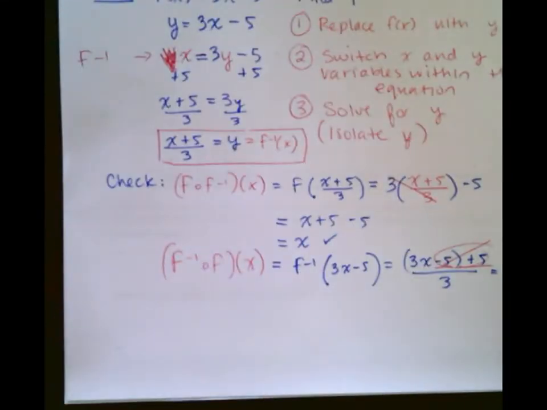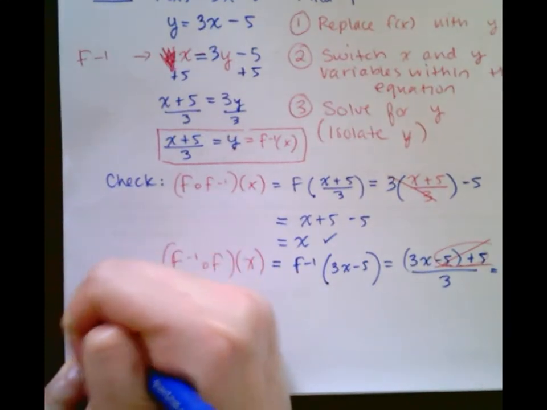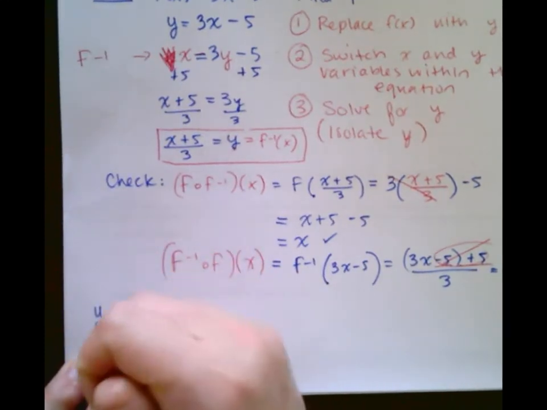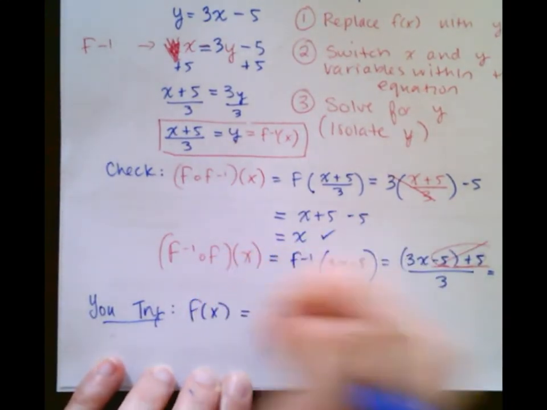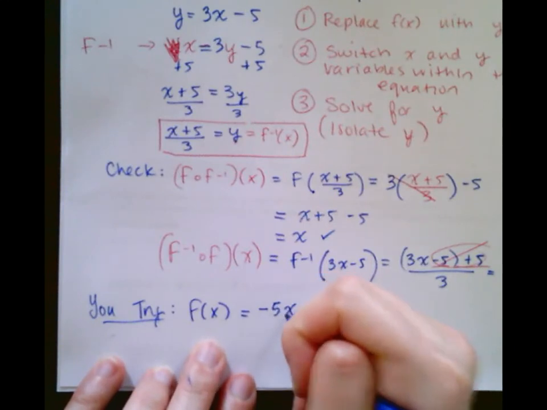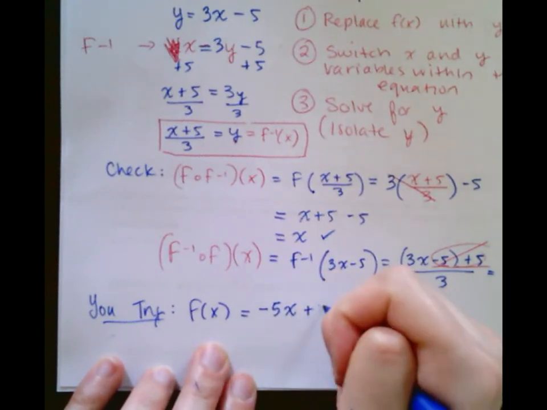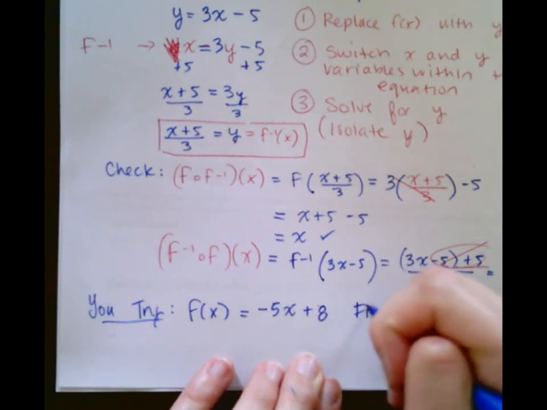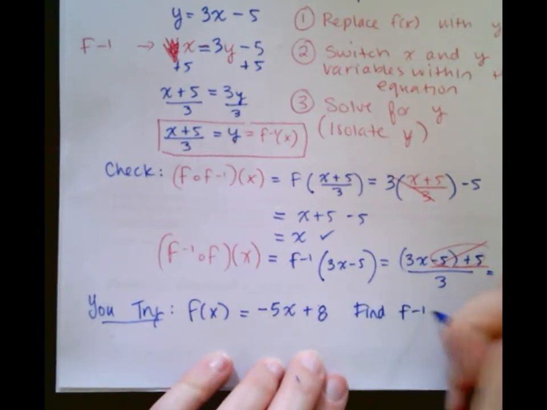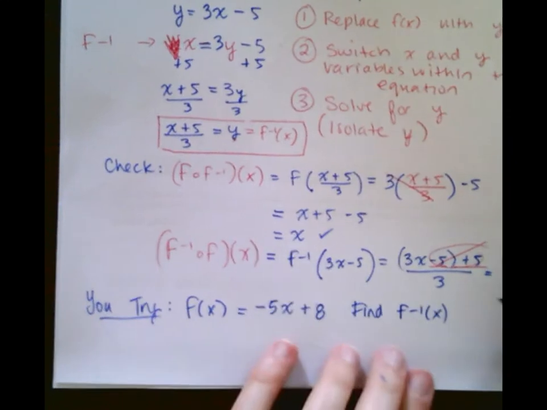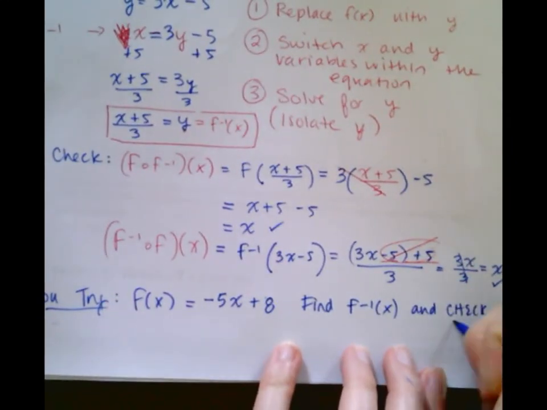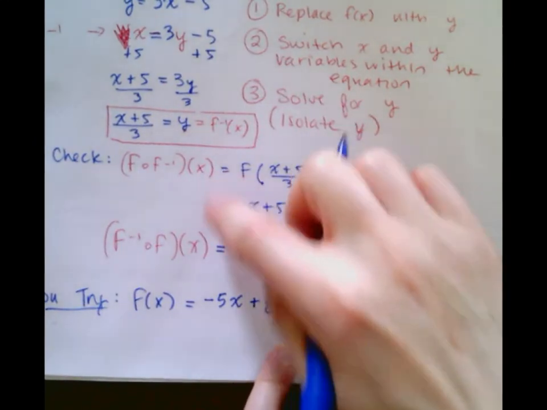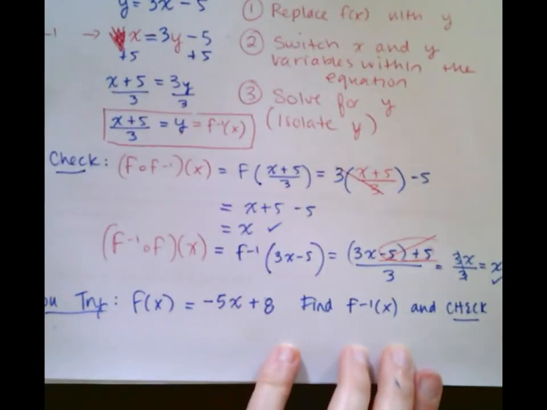Okay, so at the bottom, I'm just going to put one u-try problem. My u-try problem is going to be f of x is equal to negative 5x plus 8. And I'd like you to find f inverse of x and check your answer. So to check, that's where you're going to do the composition. Okay? And we're definitely going to be practicing this on Tuesday of next week.